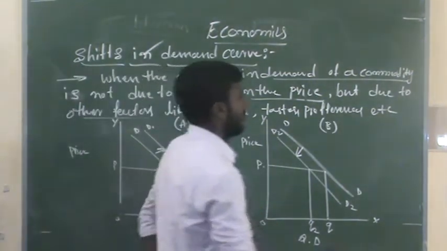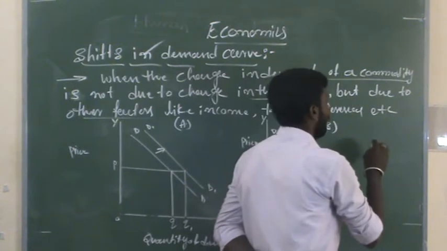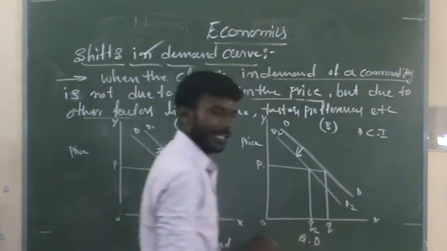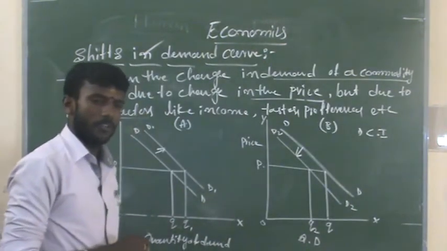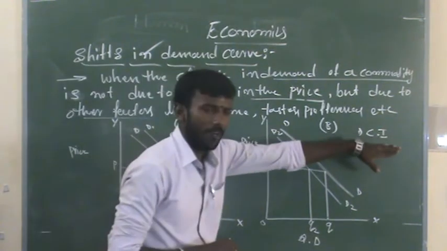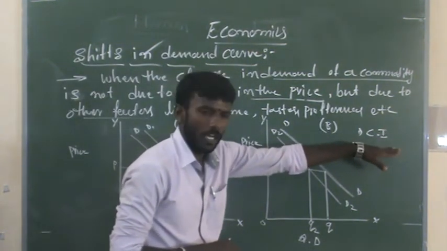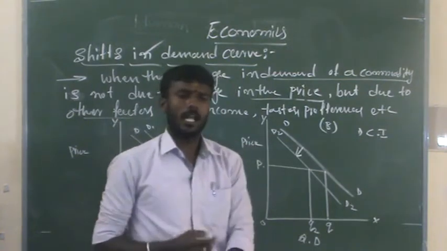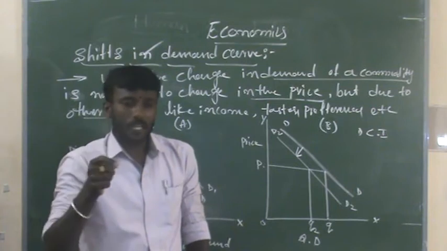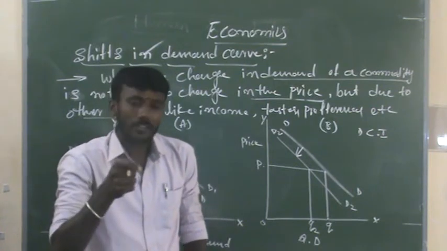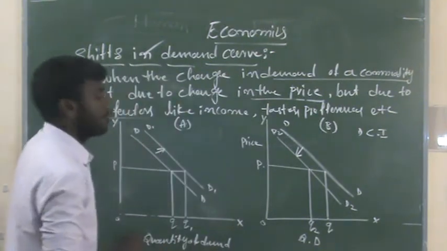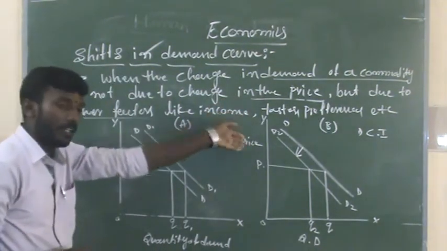See, firstly let us consider for example the first one, consumer income. The consumer income is one of the determinants of demand. Now if there are changes in an individual's income or a consumer's income, it leads to the demand curve shifting upwards or shifting downwards.